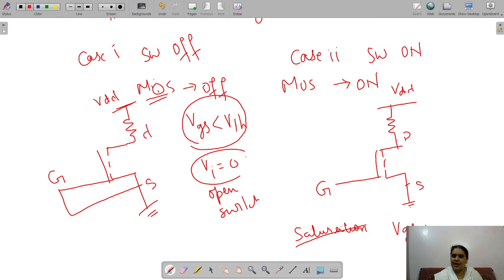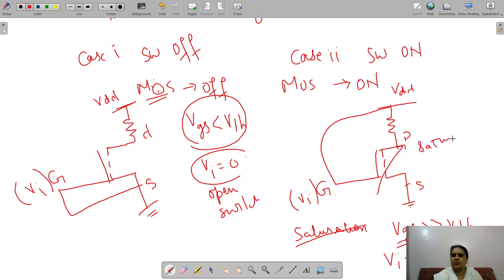For this, the value of VGS should be much greater than VTH. To obtain this, I will connect my input to the VDD. So the gate itself is the input in both cases. I will just connect the wire upwards. So this MOSFET is driven to saturation and it will behave like a closed switch. So when the MOSFET has to be on, like a closed switch, it is driven in the saturation region.